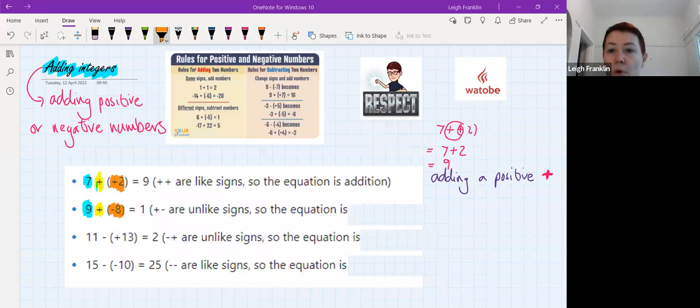Sorry, ma'am, just a mistake. Okay, no problem. Lesedi, what operation are we going to be using when we add a negative number?